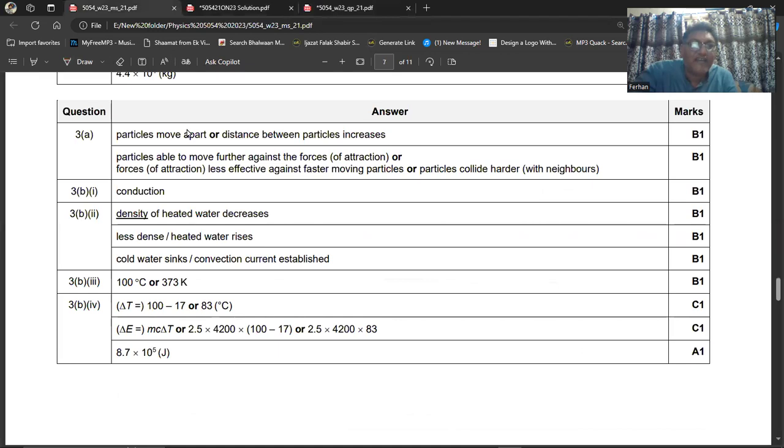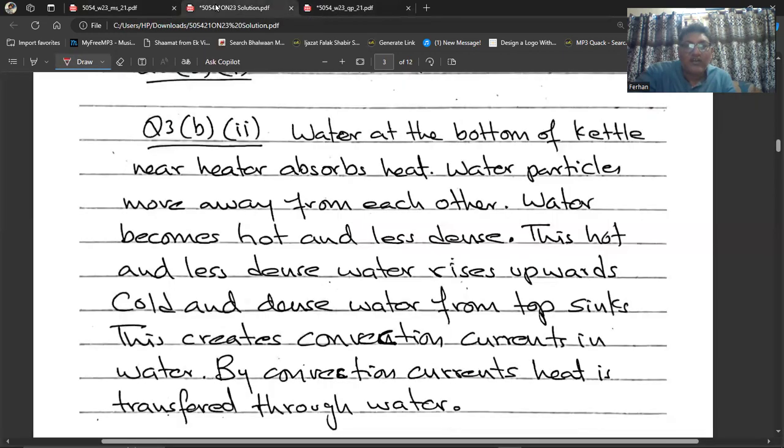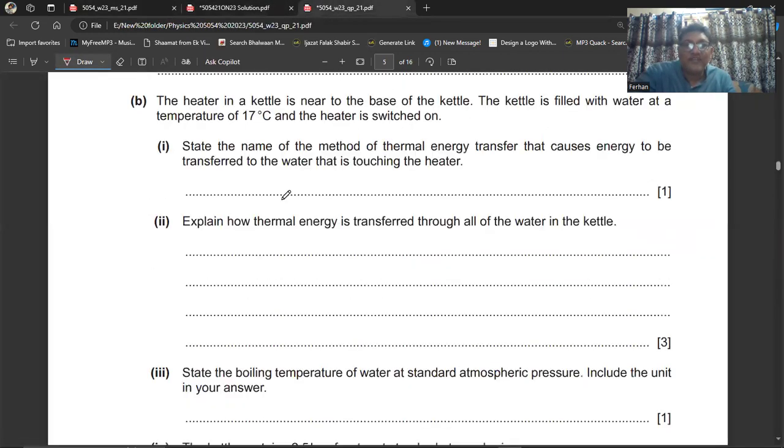I hope you understand. So conduction, and this is the question number 3b, second part. The marking scheme is showing up. You can pause the video if you want to read it. Okay, this is my answer. Then question number 3b, third part.